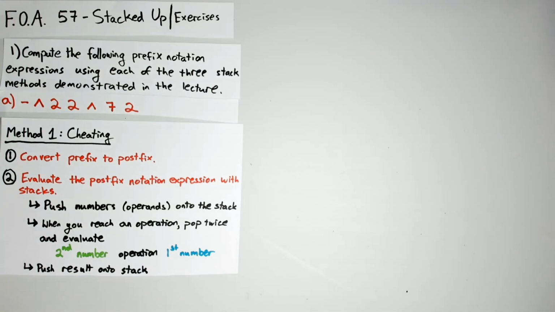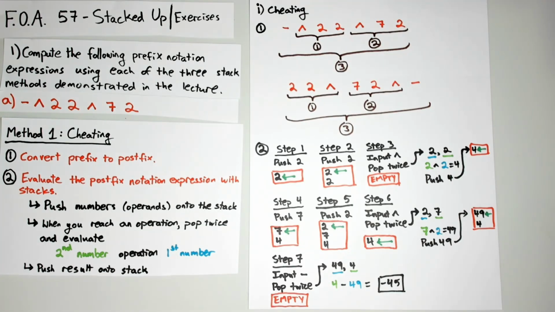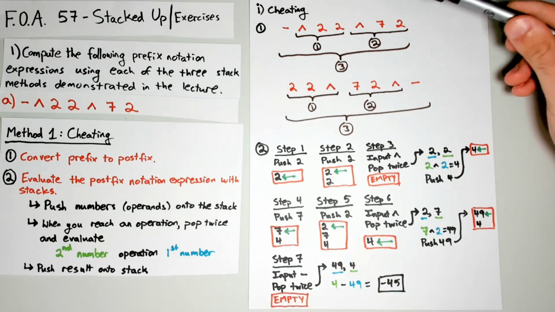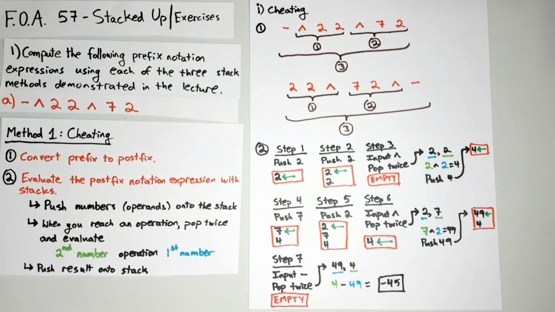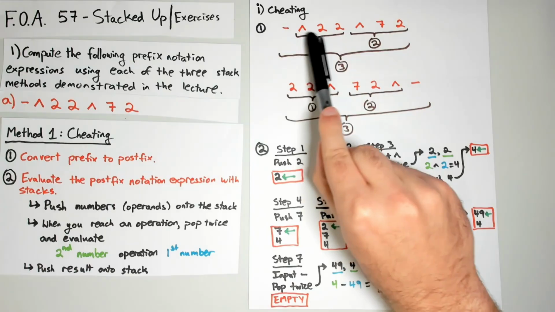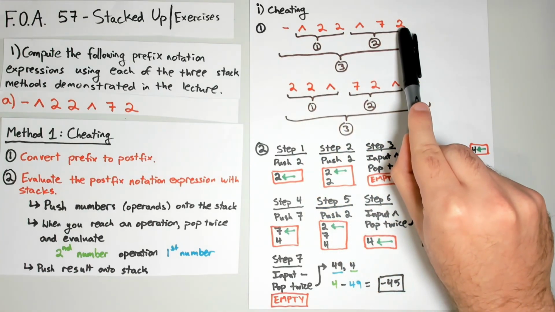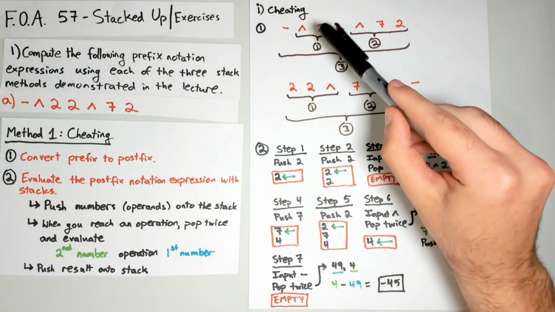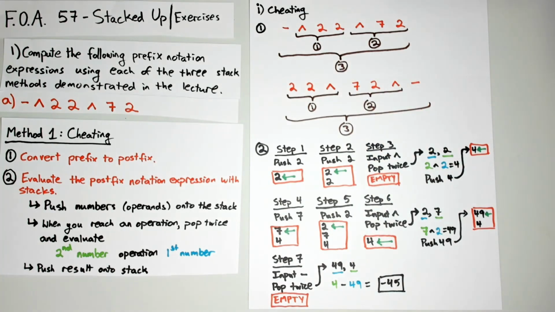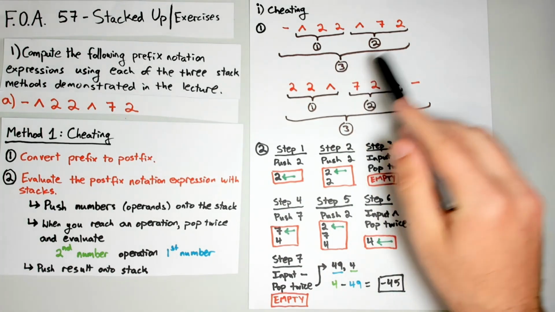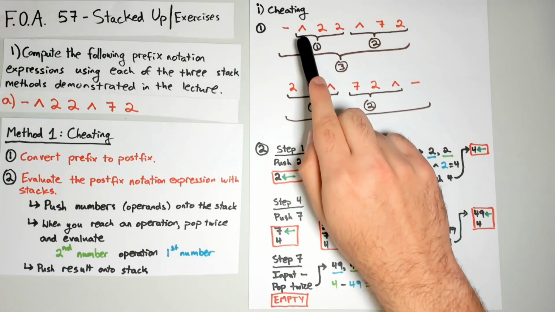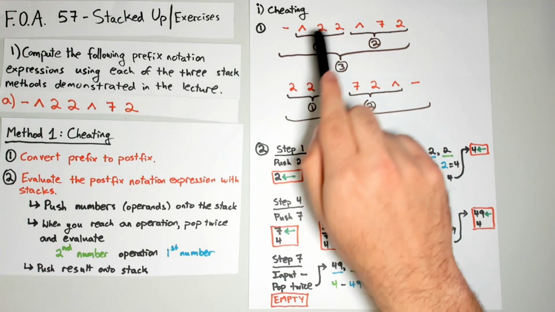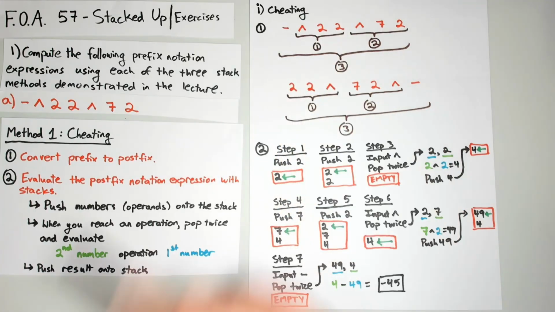So let's go ahead and do it for this part A here. Alright, so I've got it written out here. Let's do it step by step. So the first part is to convert from prefix into postfix. So here we have our prefix notation expression written out, and we want to convert it into postfix. So the way we're going to do that is we're going to start by looking at, okay, what operations happen first here. So we note that we have an exponentiation of 2 to the power of 2. That's kind of the first group we can look at.